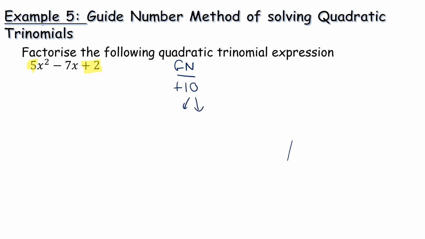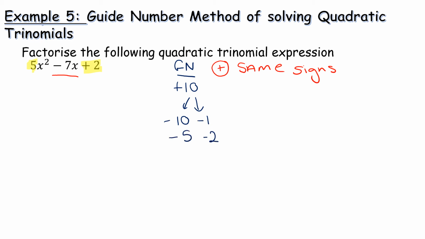Now, plus means they're going to have the same signs. And when I say them, the factors, because factors are things that multiply to give us plus 10. So we're going to have the same signs here. I want to add to get minus 7. So they're both going to be negatives. So I have 10 and 1, minus a minus, or 5 and 2, and that's it. And the correct one for me is minus 5 minus 2.